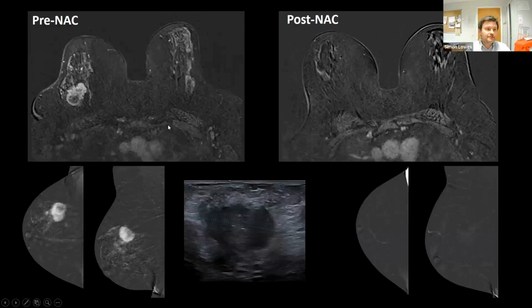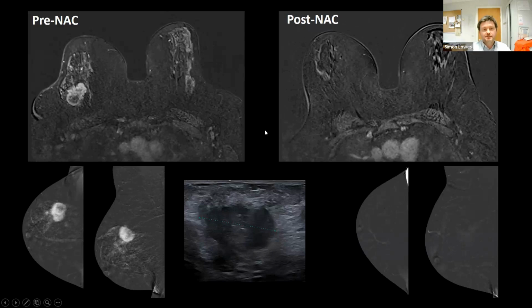So on the top left here, we've got an MRI image of a patient with a large tumor in her right breast. And below that, we've got the images of the tumors using contrast-enhanced mammography as well. And in the middle, on the bottom, is an ultrasound image of that same tumor. So these are the things we're hoping to extract the radiomic features from, and we will be able to then correlate that with how that patient responds to neoadjuvant chemotherapy.